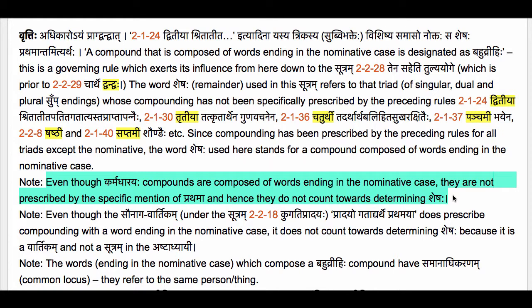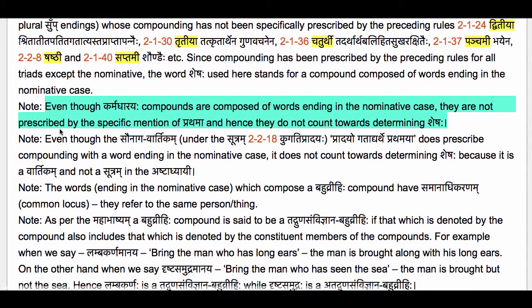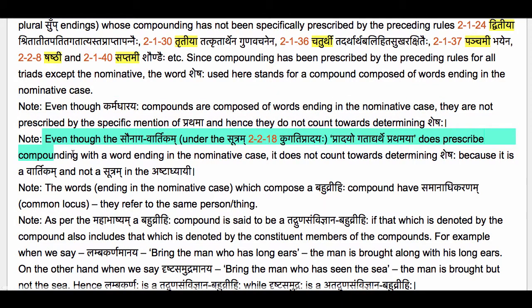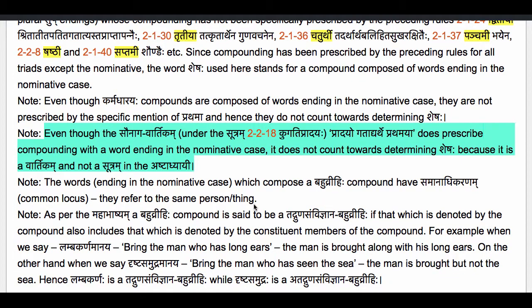One more note here says that even though the Saunaga Vartikam under the sutram 2218 Ku Gati Pradayaha, the Vartikam which reads Pradayo Gatadyarthe Prathamaya, does prescribe compounding with a word ending in the nominative case, it does not count towards determining Sheshaha because it is a Vartikam and not a Sutram in the Ashtadhyayi. Remember, the Vartikani are a later addition to the Ashtadhyayi. So when the Ashtadhyayi talks about Sheshaha, we cannot include what is prescribed by a Vartikam.